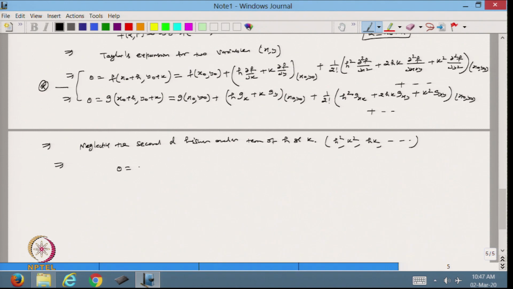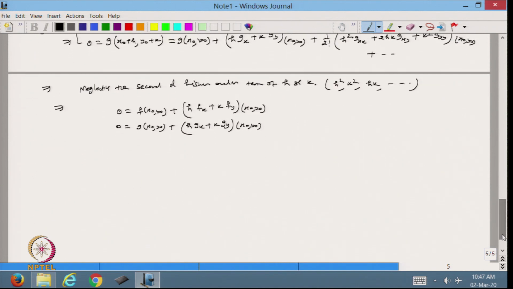So, this will become 0 is equal to f at x naught y naught plus h f x plus k f y at x naught y naught. So, I get only this term. Similarly, I will get 0 is equal to g at x naught y naught, plus h g x plus k g y at x naught y naught, and all other terms we can ignore.